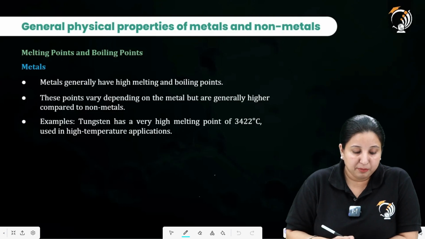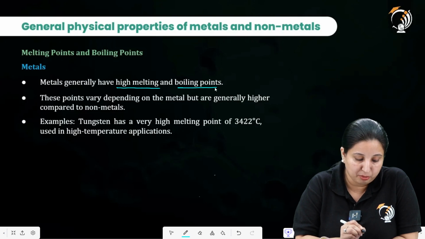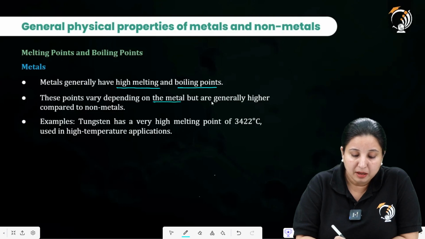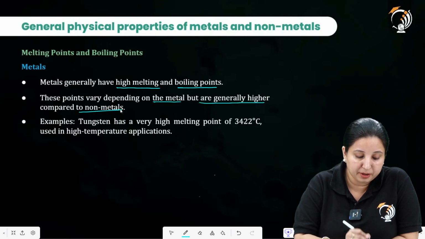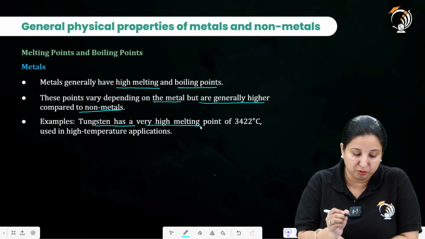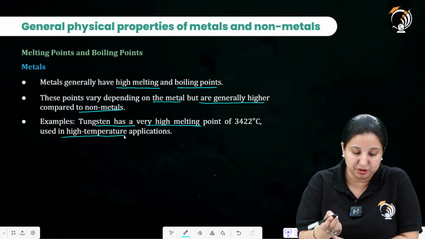Coming to the melting and boiling point property, metals have high melting and boiling points. These points vary depending on the metal but are generally higher compared to non-metals. For example, tungsten has a very high melting point of 3422 degrees centigrade, which is used in high temperature applications.